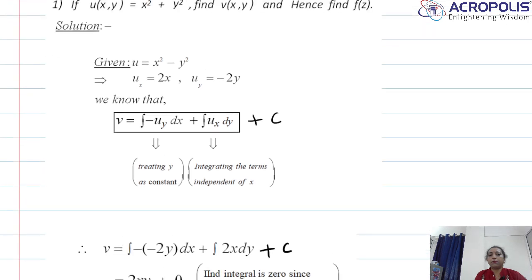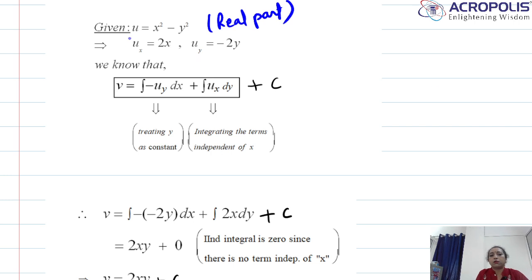Here is the first example. If u of xy equal to x square minus y square, then find v of xy and hence also find f of z. Since u equal to x square minus y square is given, this is a real part and we have to find out the imaginary part. So here ux, that is del u by del x, equal to 2x, and del u by del y is equal to minus 2y.